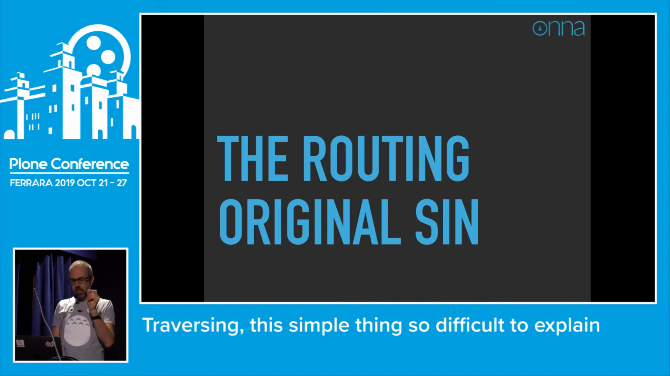The sin here, the problem, is that at any step of the routing example I've been giving, you have to know the type of resource you are processing. So you need to know that it's a product.